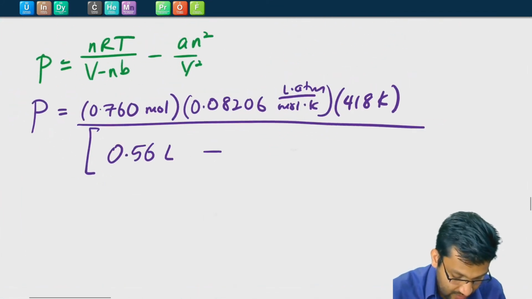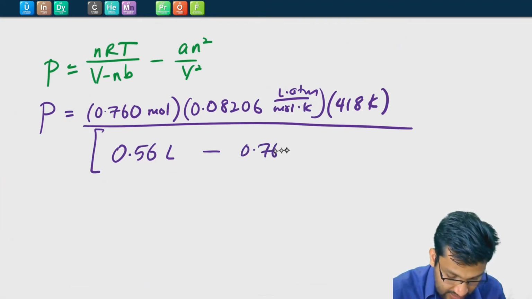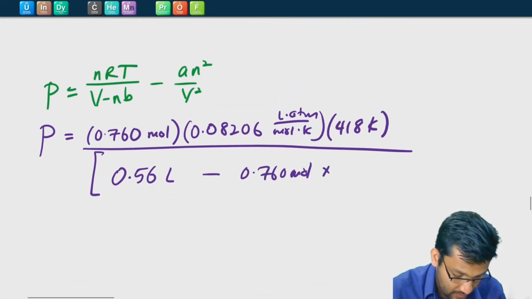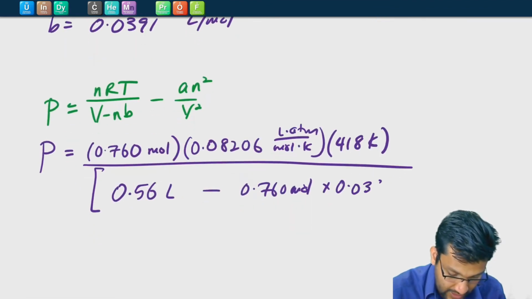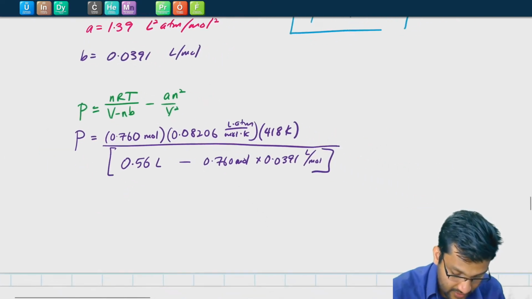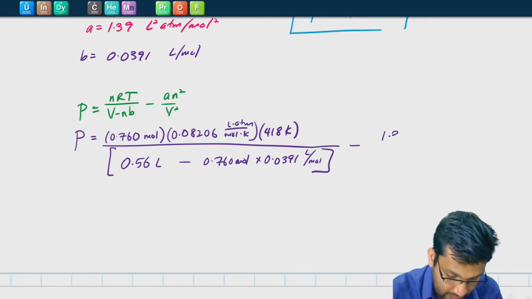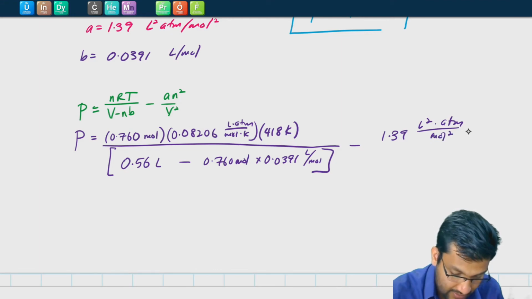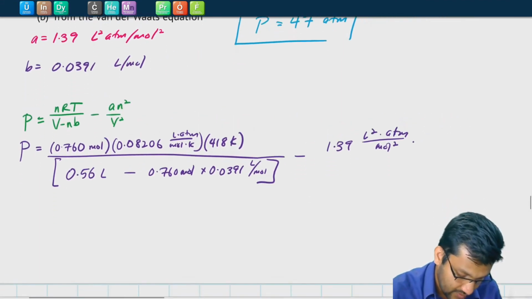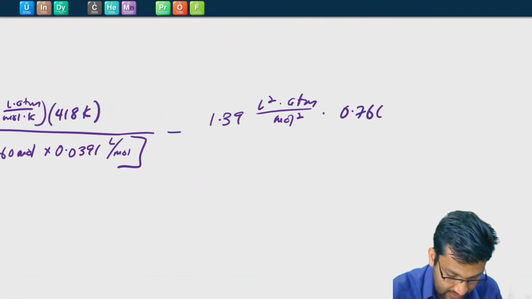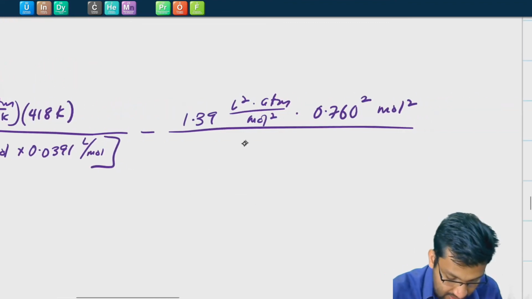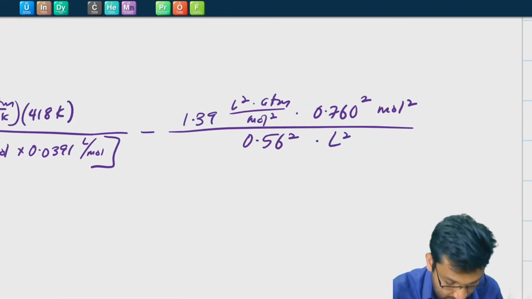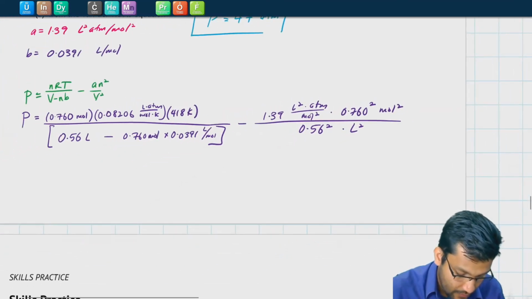We're subtracting this n times B factor, so that's 0.760 moles times the B factor, which is 0.0391 liters over moles. All right, so that's the first term, and then let's subtract the second term with A, which is 1.39 liters squared times atmospheres divided by mole squared, times mole squared. Moles was 0.76, so that's 0.760 squared times mole squared. And the volume is 0.56 liters, so it's 0.56 squared times liters squared. Whew, that's a lot.